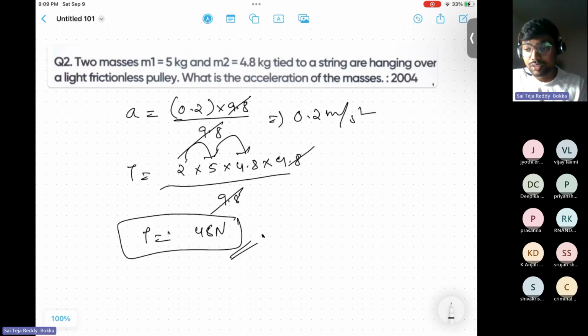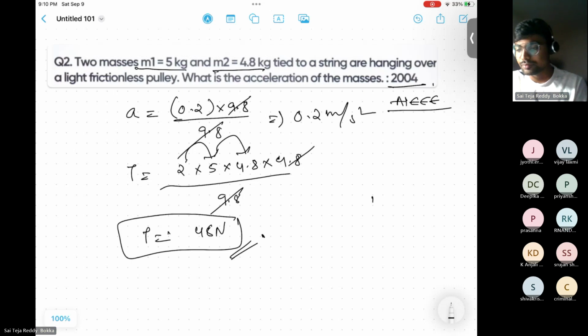So everyone has to write the question and answer. Make sure about it. At least write as: 2 masses M1 is equal to 5 kgs and M2 is equal to 4.8 kgs tied to a string and hung over a light frictionless pulley, and a is equal to question mark. This will give you some clarity. And this is a Mains 2004 question.